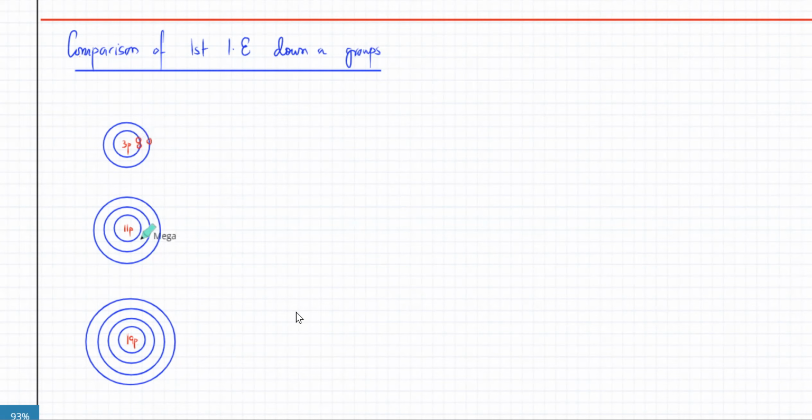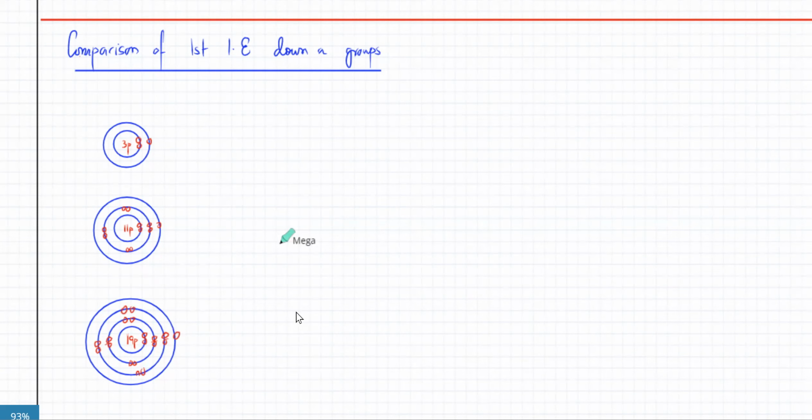The second one has 2, 8, and 1. And the third one has how many? 19 electrons. So it's 2, 8, 8, and 1.